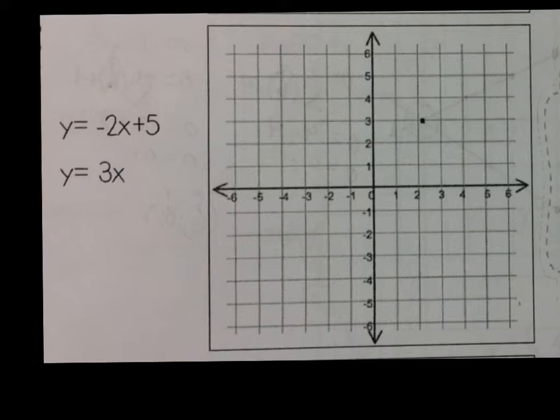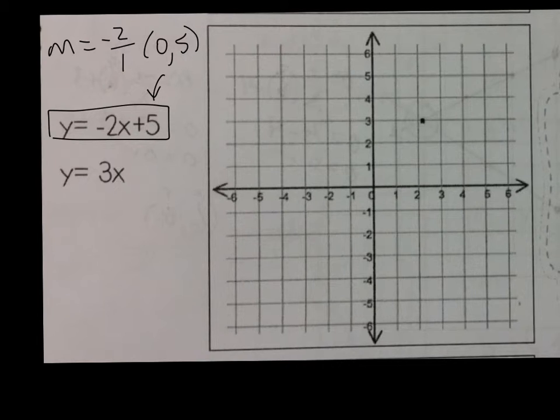Okay, on this last one, again, you're going to take each equation. The one up here, this right here, the slope is negative 2. That's negative 2 over 1. And the y-intercept, which is this, is 0, 5. So we're going to plot those points. Okay, so here we go. Here's 0, 5.